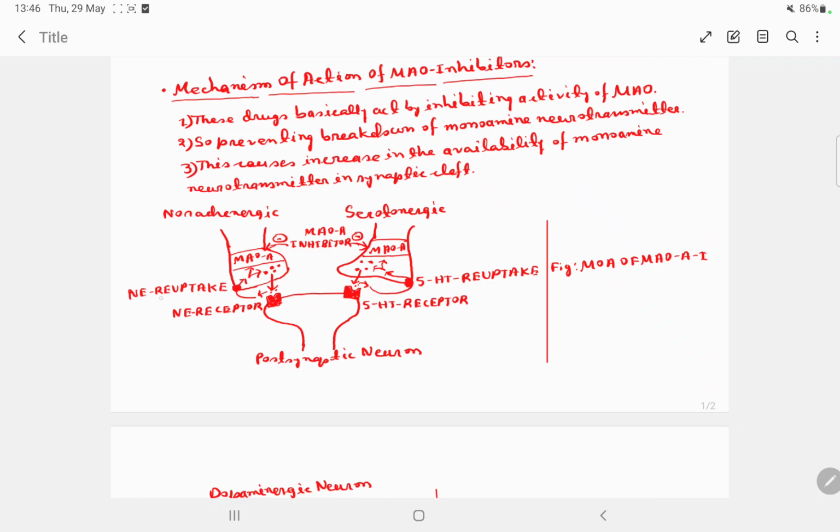serotonin acts on the serotonergic receptor here. So as we inhibit the enzyme MAO A, it causes more availability of noradrenaline, or norepinephrine, and serotonin in the synaptic cleft. So more neurotransmitters are available to act on the receptors, thereby increasing the action of these neurotransmitters. And these are the reuptake processes of noradrenaline and serotonin by the reuptake transporter.